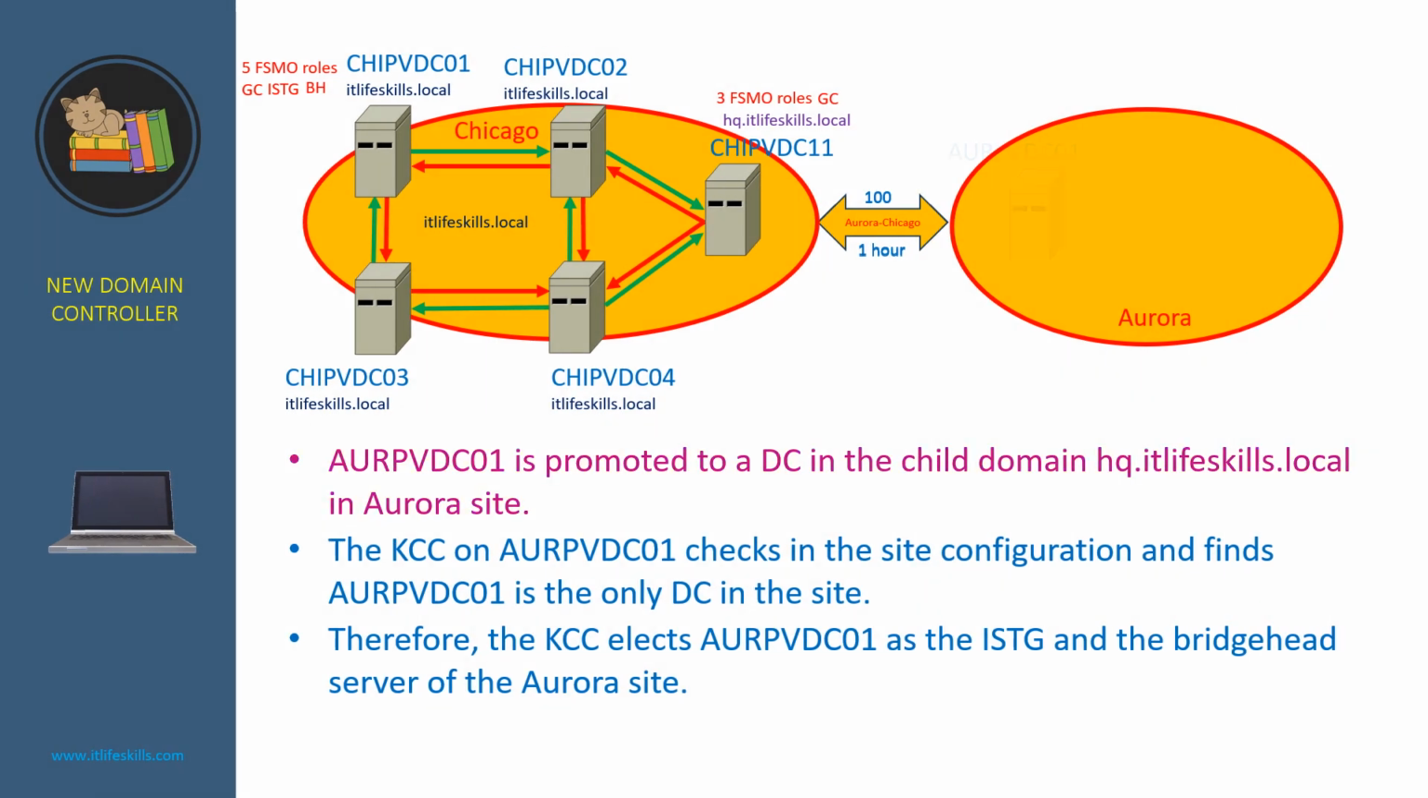Now we promote OPVDC01 to a domain controller in the child domain hq.it-skills.local in Aurora site. The KCC on OPVDC01 checks in the site configuration and finds OPVDC01 is the only DC in the site. Therefore, the KCC elects OPVDC01 as the intersite topology generator and the bridgehead server of the Aurora site.